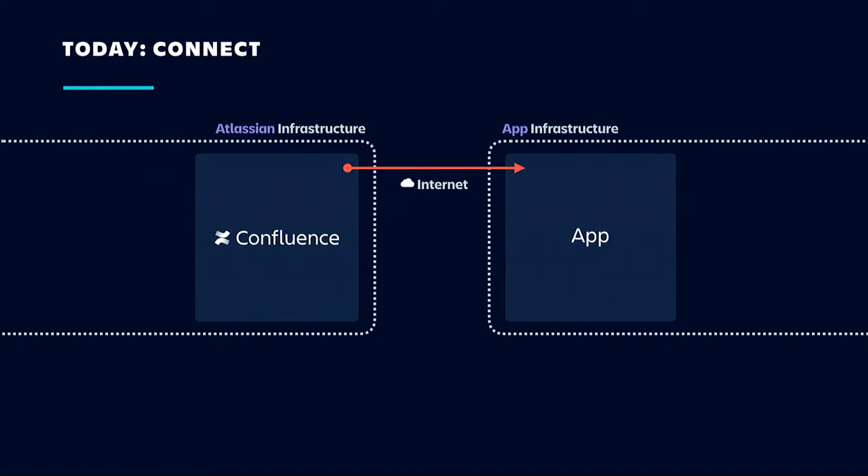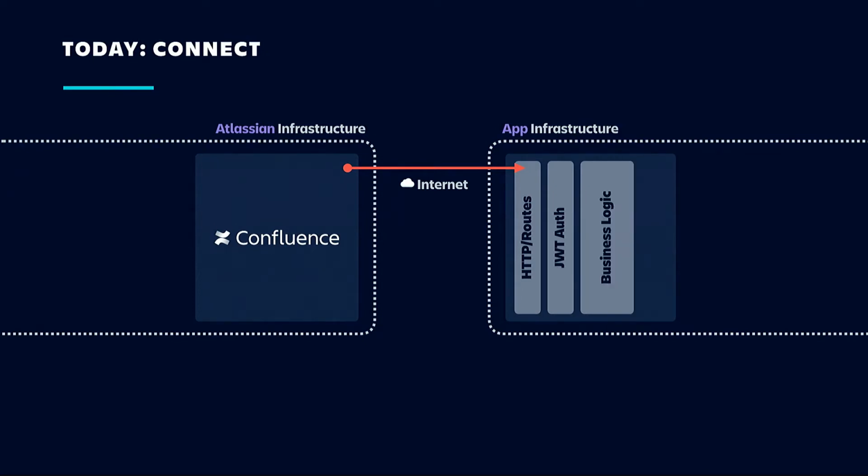But it also has downsides. So you have to implement routing, HTTP. You need to ensure that requests are actually coming from Atlassian and not from anyone else. You implement your business logic, of course, and you quite likely also have some data layer that you implement.